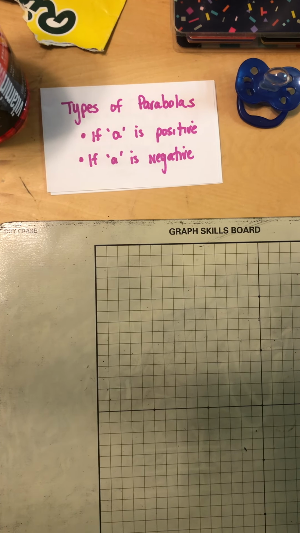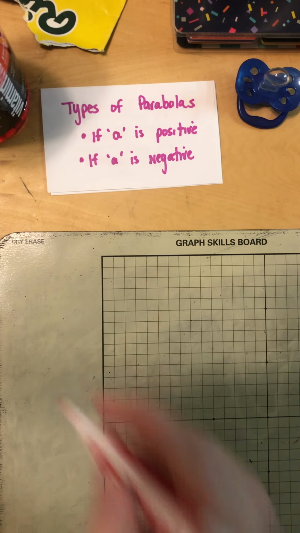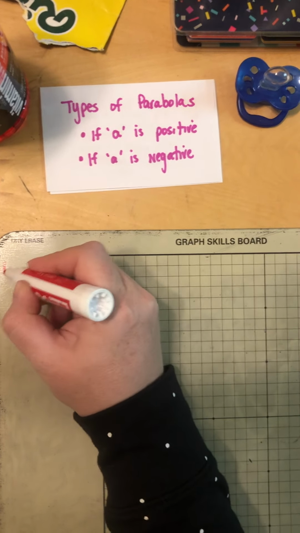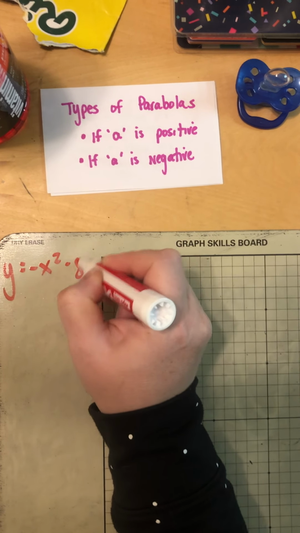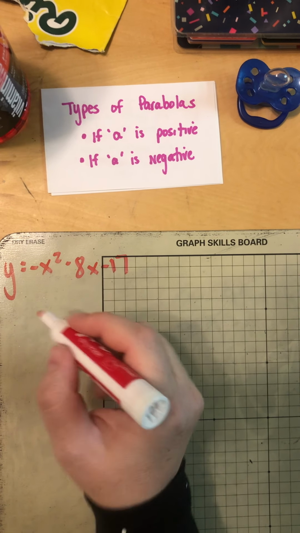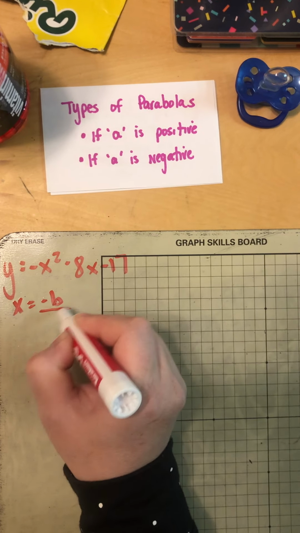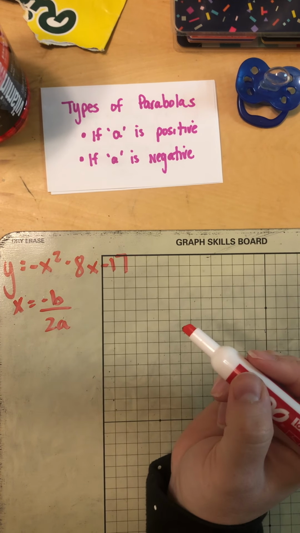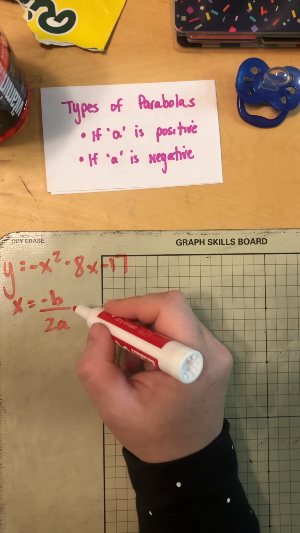Alright, we're going to do number 3. Y equals negative x squared minus 8x minus 17. Again, find your axis of symmetry. What is your x? X equals negative b over 2a. You have to remember to write that over and over again.